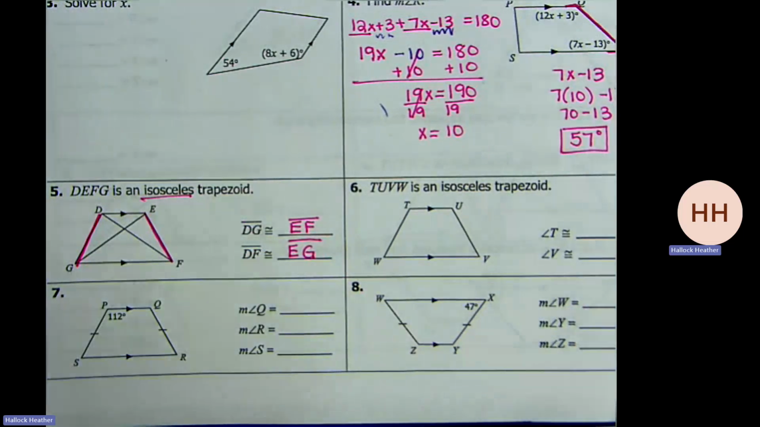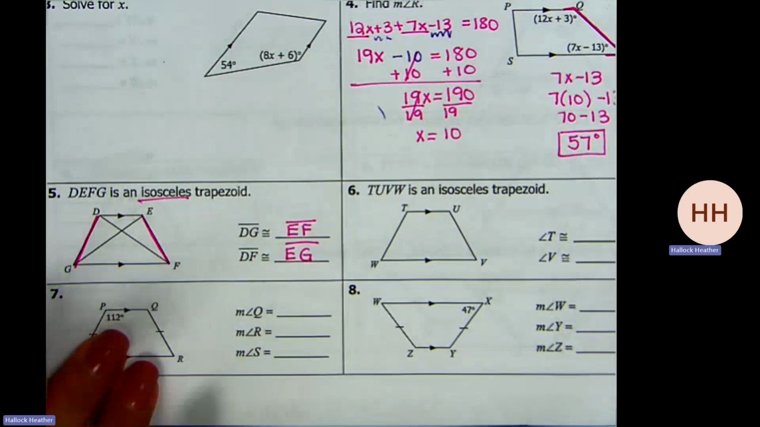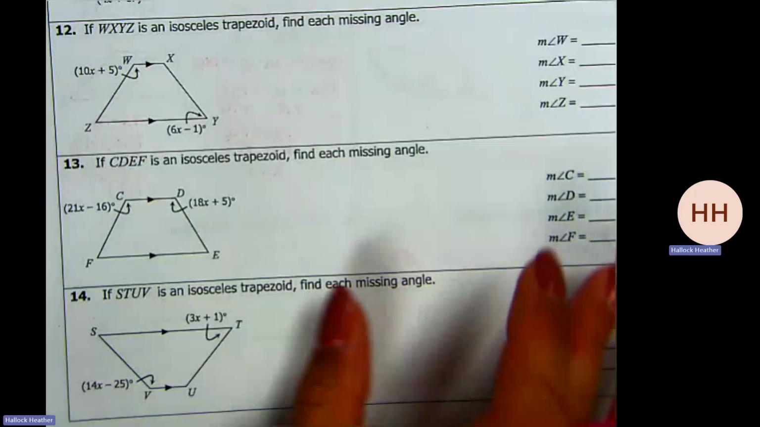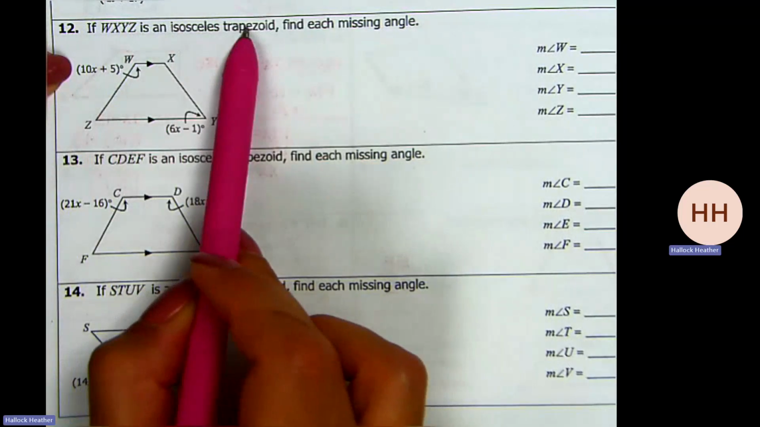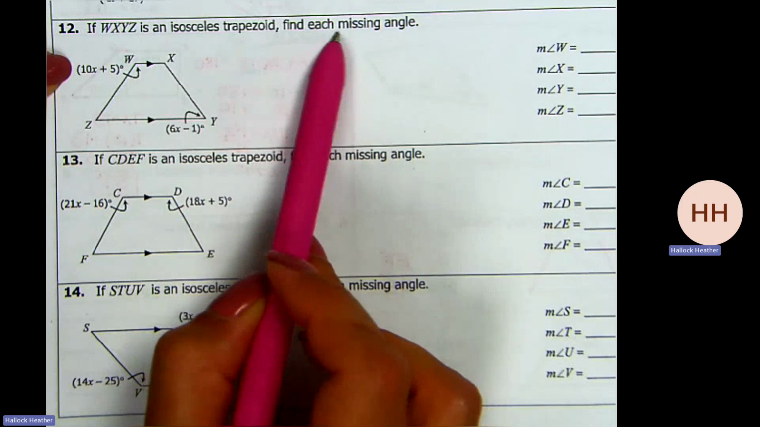Let's do a math one. Let's go back to the isosceles trapezoid ones. So isosceles trapezoids are nice. These are usually ones that you will see on your EOC. So on the back, I picked out certain problems I wanted to do. Let's go to 12. Okay, question 12 on the back says, if WXYZ is an isosceles trapezoid, find each missing angle.